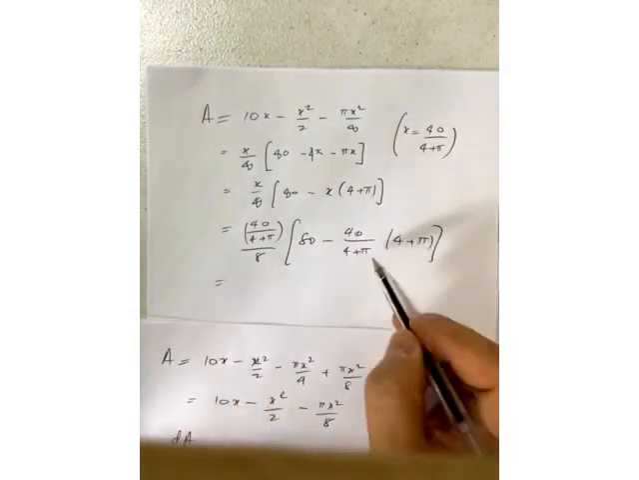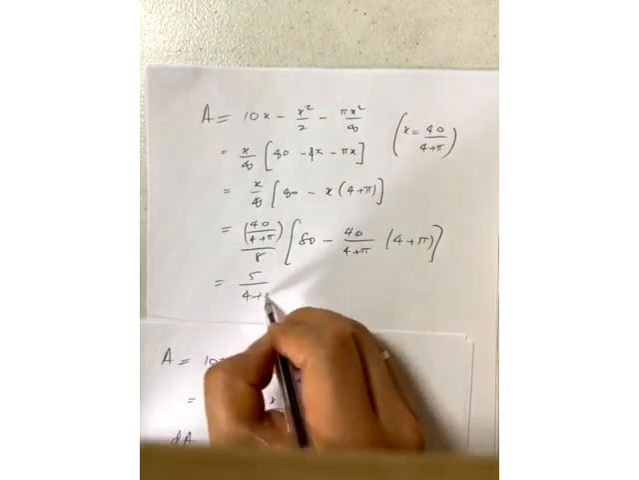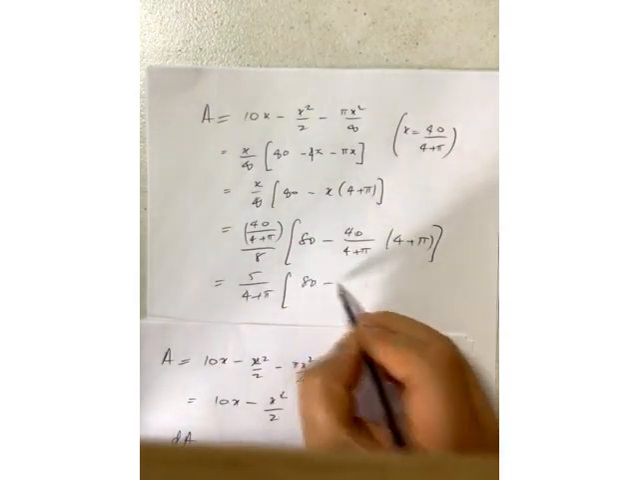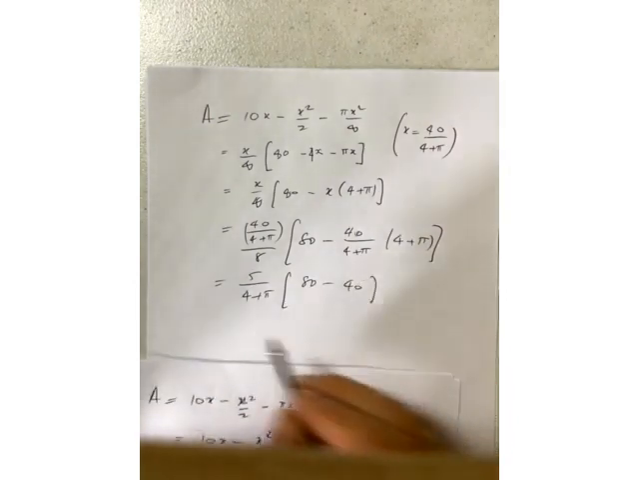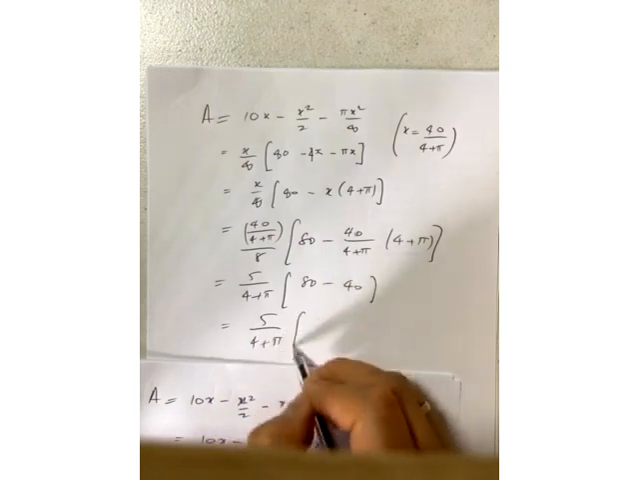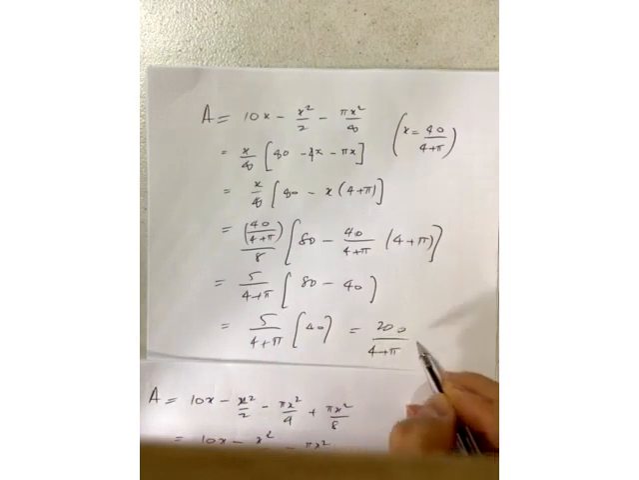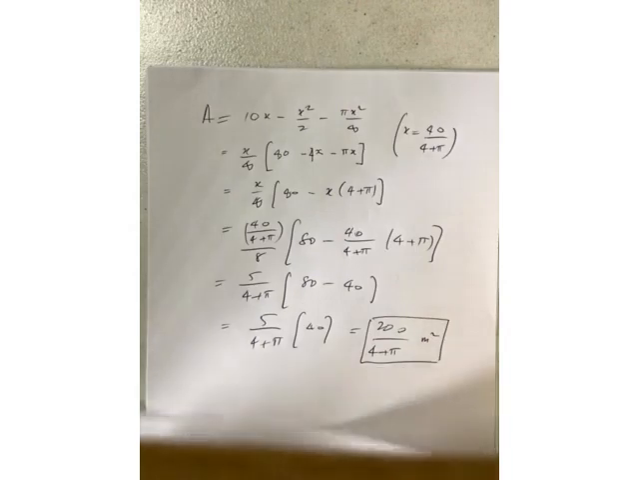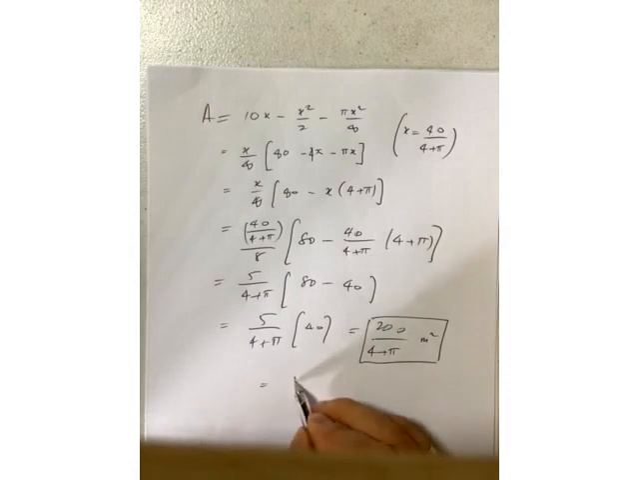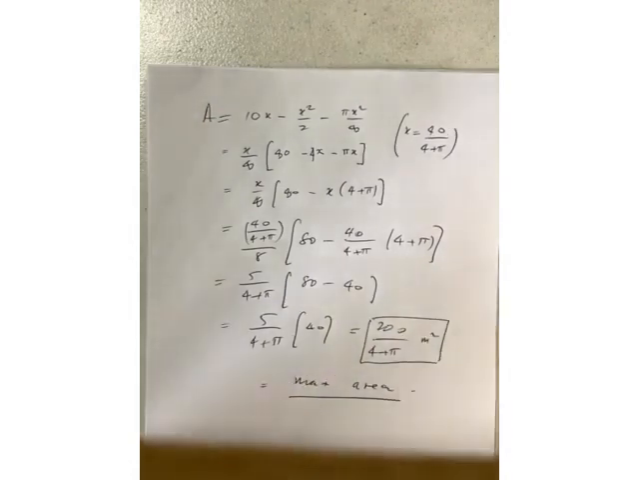Very nicely. Thank you very much. The 4 plus pi cancel. 40 divided by 8 is 5 on 4 plus pi. And then you've got 80 minus 40. And that means it's going to be 5 on 4 plus pi, and then it's going to be 40. So the answer is 200 on 4 plus pi meters squared. And that is your maximum area, which is answering the question. All right. And that's where I'll stop.